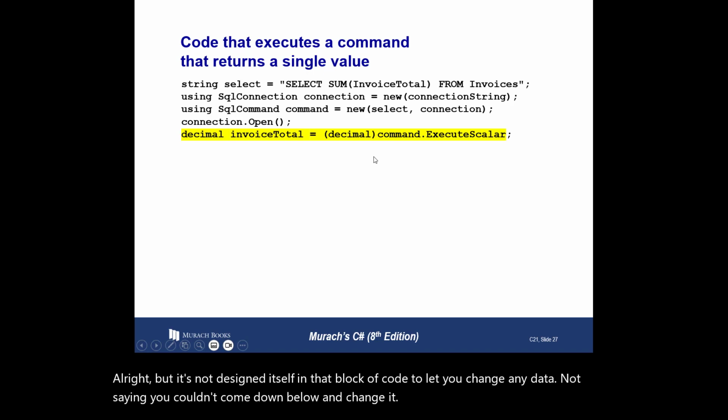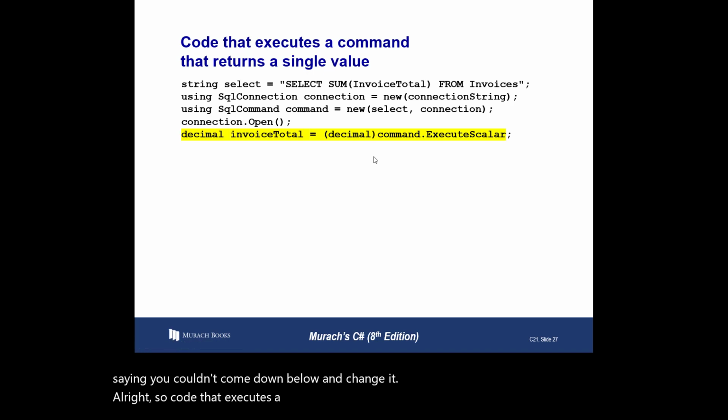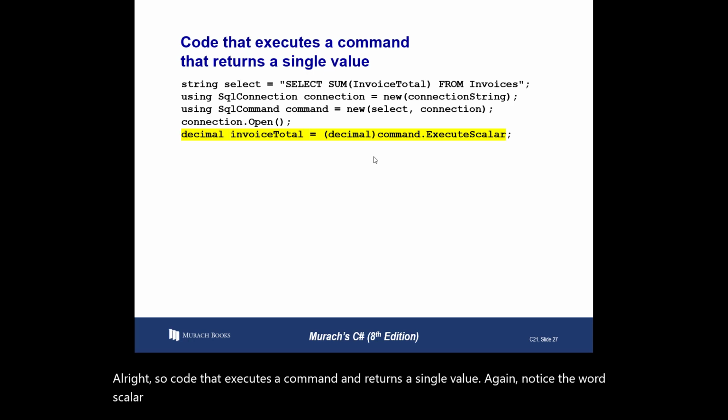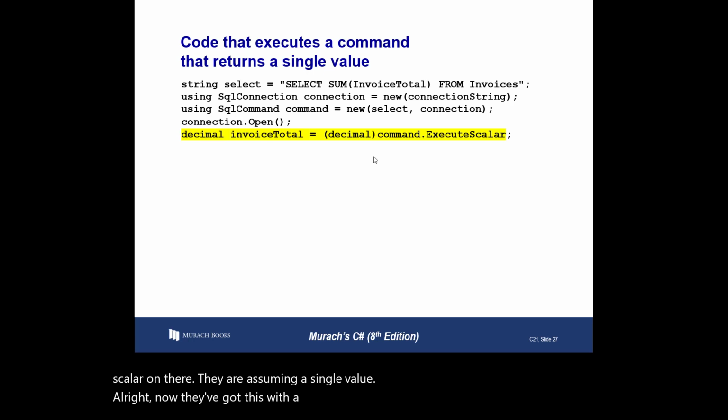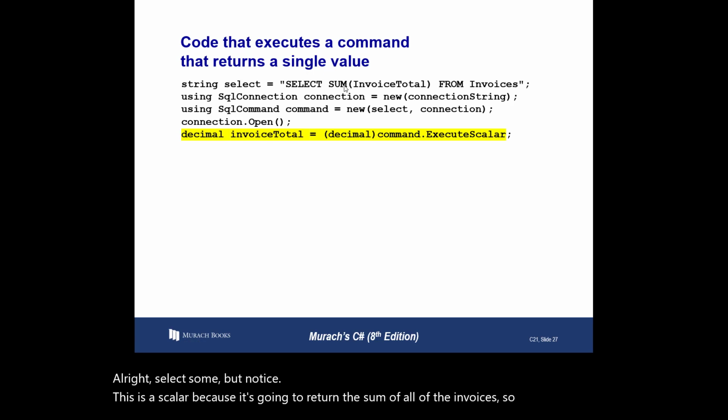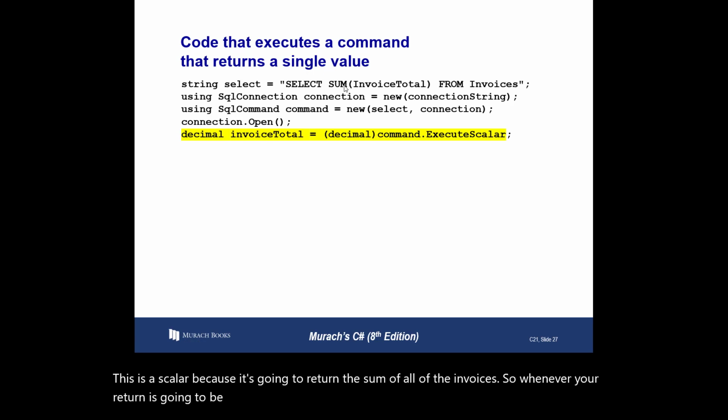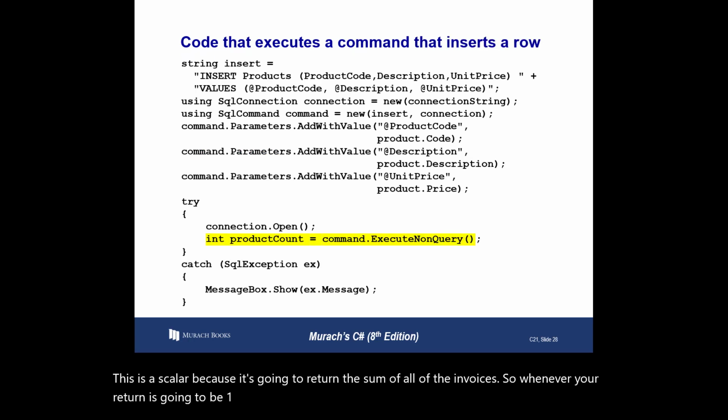So code that executes a command and returns a single value. Again, notice the word scalar on there. They are assuming a single value. All right. Now, they've got this with a select. Select sum. But notice this is a scalar because it's going to return the sum of all of the invoices. So whenever your return is going to be one thing, you can work with scalars then.